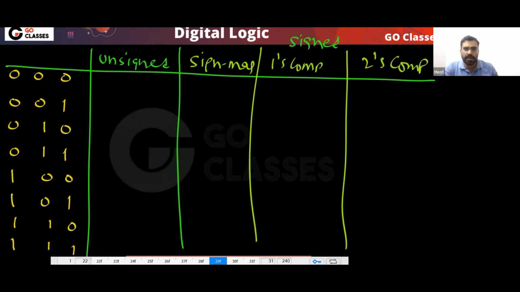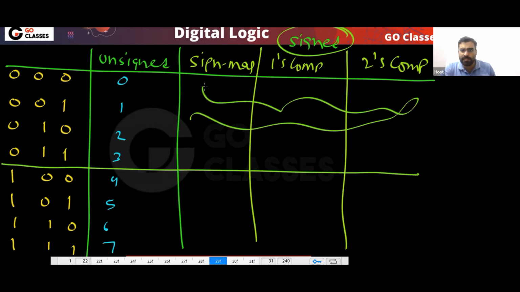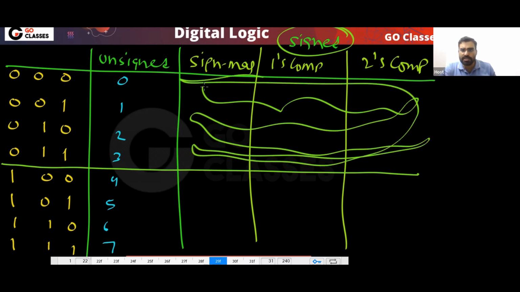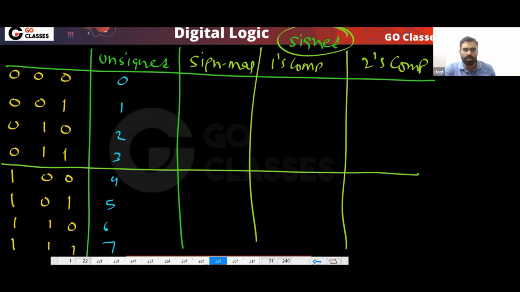Now let's see. If they are unsigned, it is very simple: this will be 0, 1, 2, 3, 4, 5, 6, 7. There is no problem. If the numbers are signed, you can notice that if the MSB is 0, then all these 3 systems are the same. If the MSB is 0, your number is positive and all these 3 systems are the same.